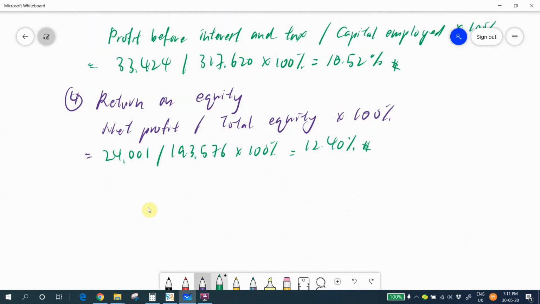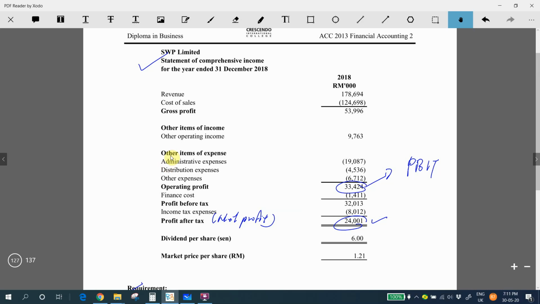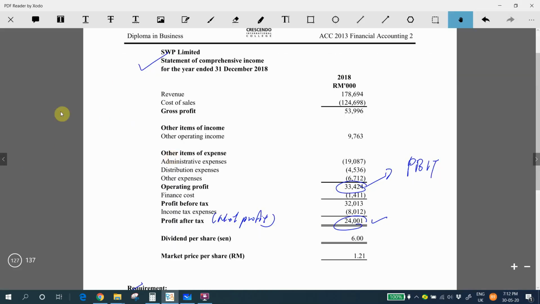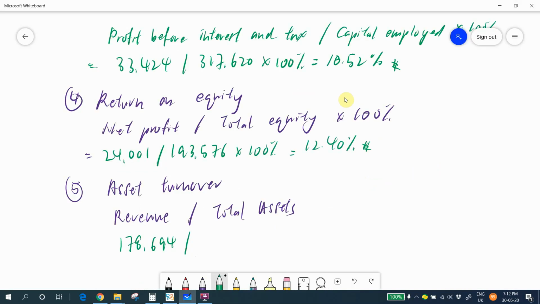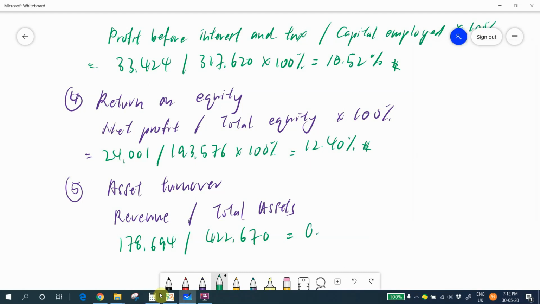Next, we are going to compute asset turnover. For asset turnover, we use revenue divided by total asset of the company. Revenue of the company 178694. Total asset, this information we have to extract from our SOFP. This amount 422670. Answer 0.42 times.